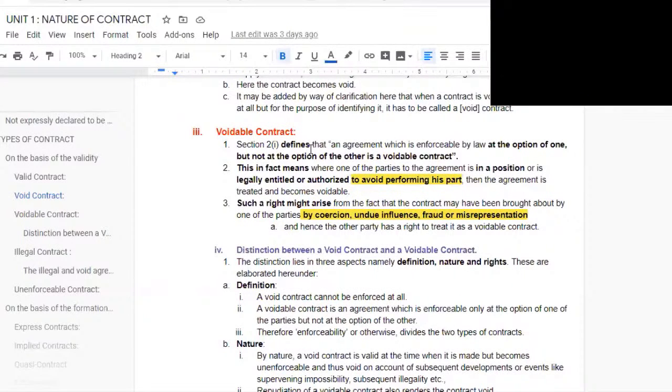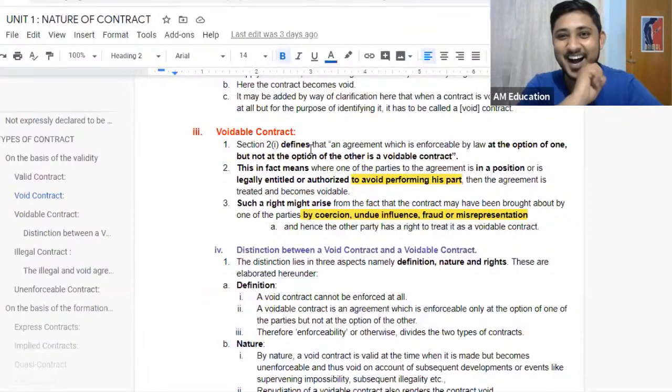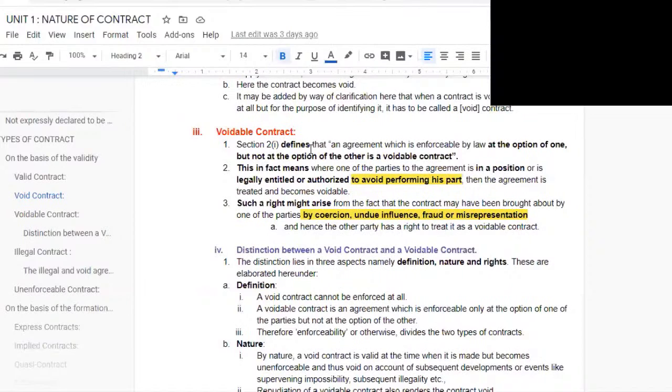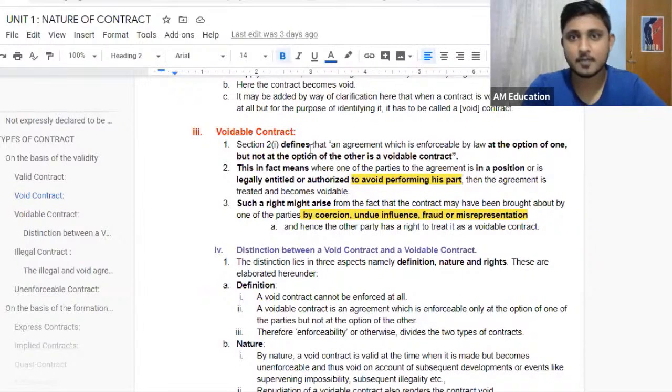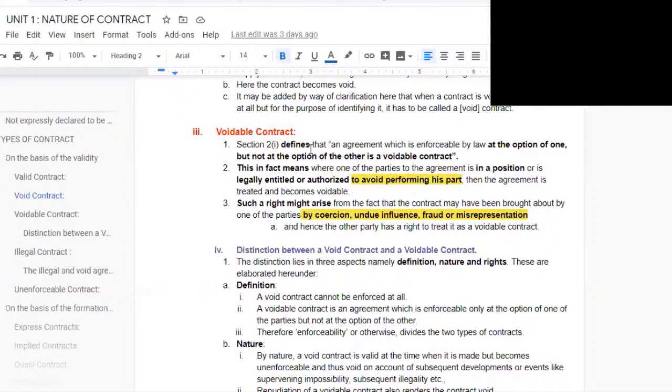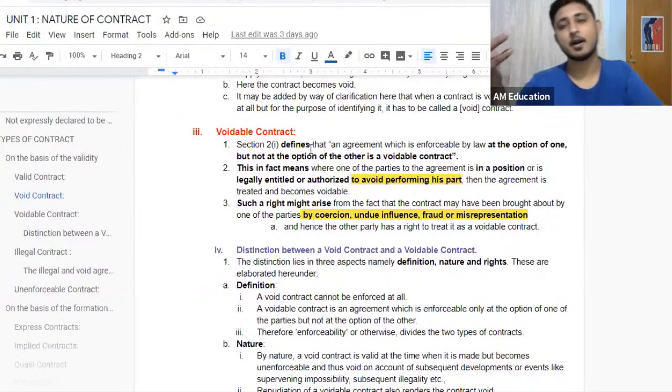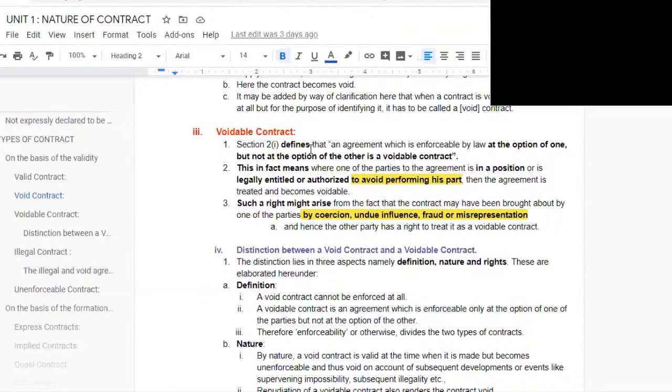A valid contract is an agreement which is enforceable by law. What is a void contract? An agreement which is not enforceable by law. Lovely. What is a voidable contract? An agreement which is enforceable by law at the option of one, but not at the option of the other.